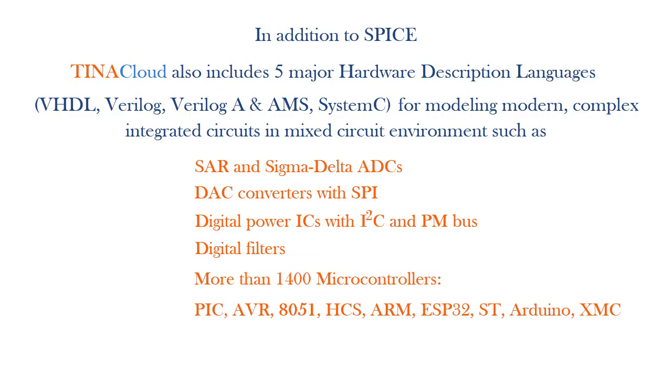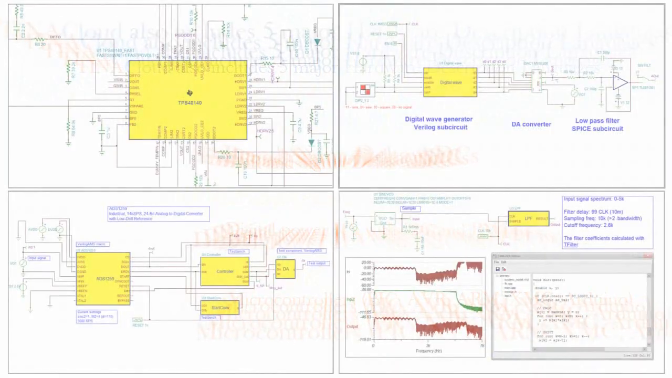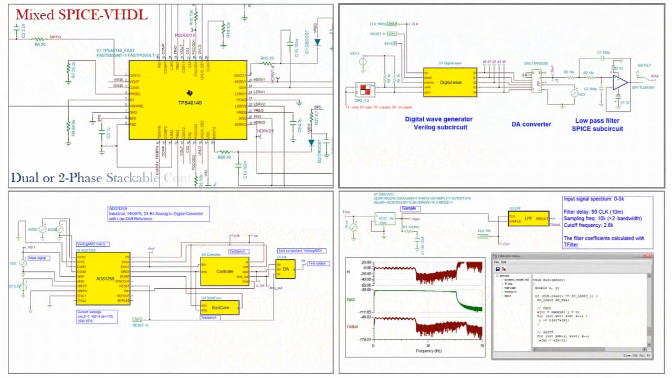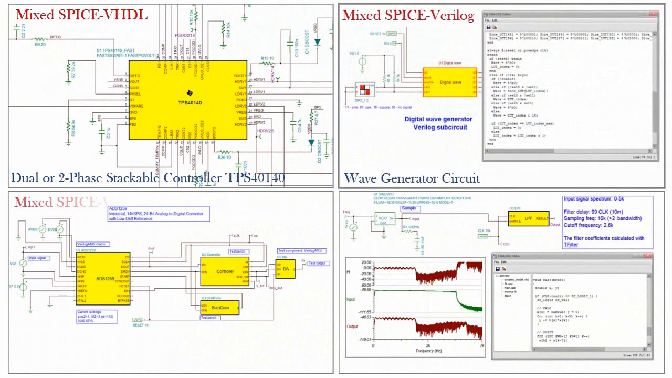More than 1,400 microcontrollers, PIC, AVR, 8051, HCS, ARM, ESP32, ST, Arduino, XMC, and more. Here are a few examples: Mixed SPICE and VHDL, Mixed SPICE and Verilog, Mixed SPICE and Verilog AMS, Mixed SPICE and SystemC.